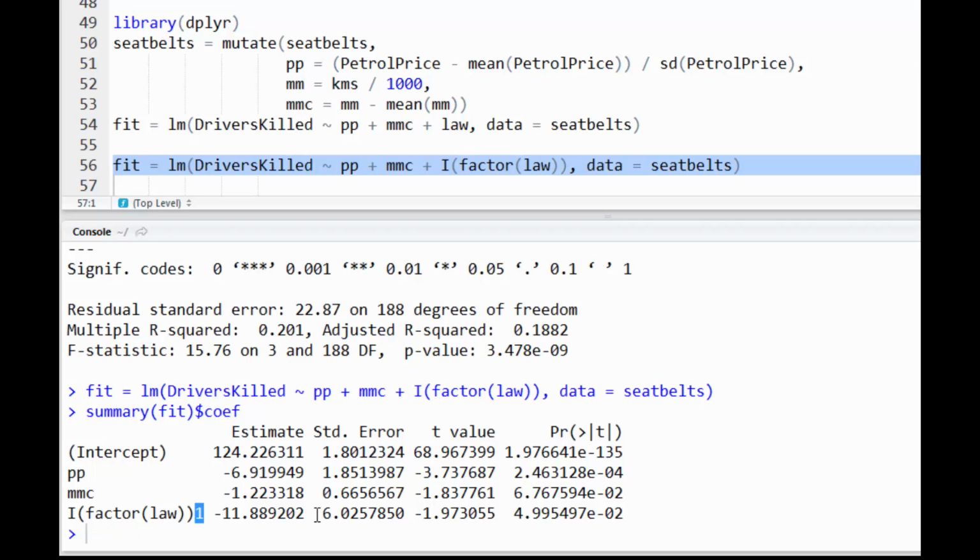So in this case, the -11 is demonstrating the comparison between when the factor is level 1 versus when the factor is at the reference level, which in this case, because there's only two levels of the factor, we know to be 0.